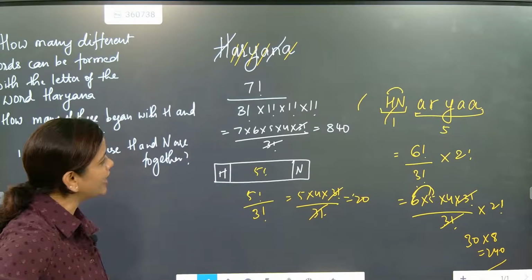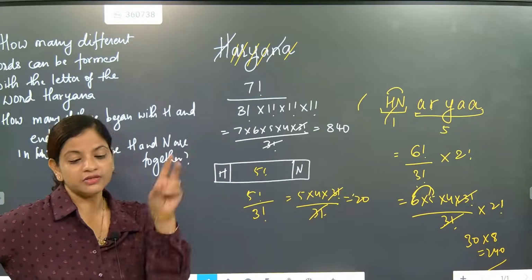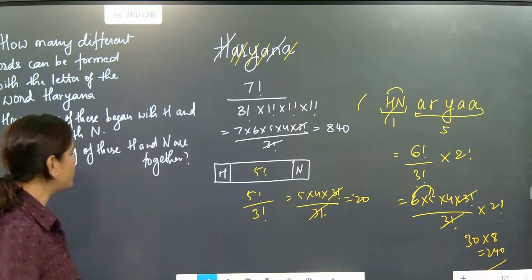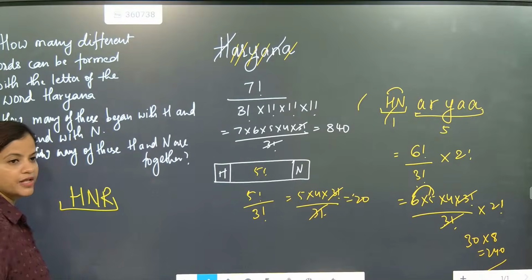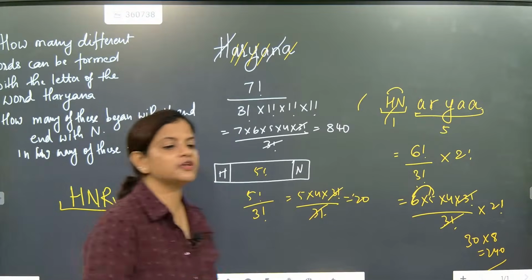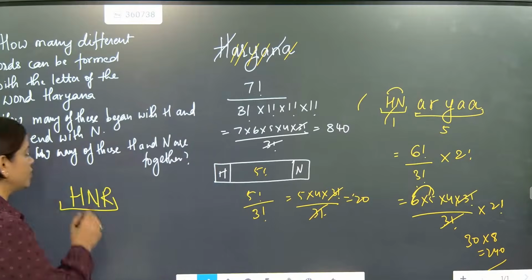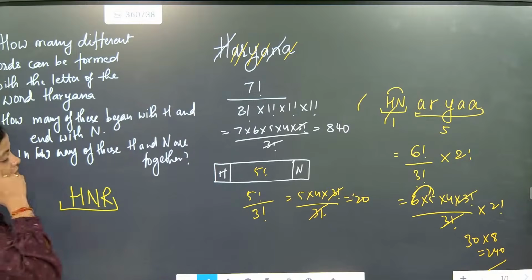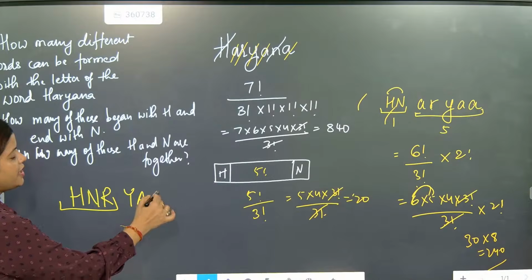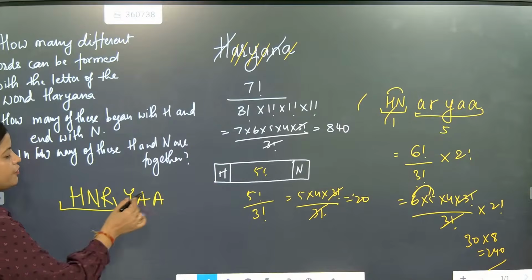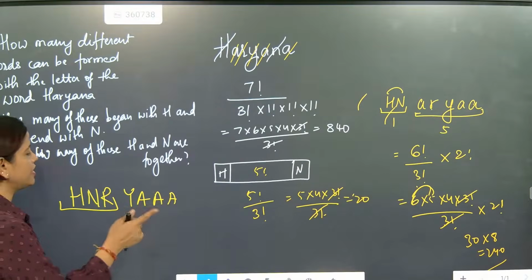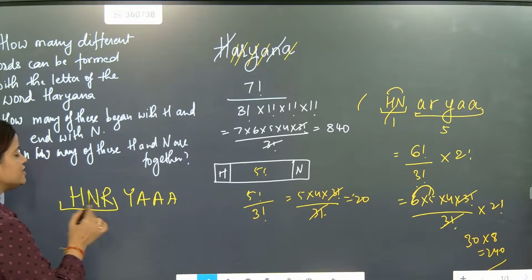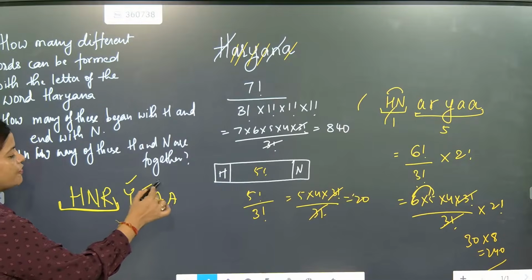So if they will say that H, A and R, these three will always come together, then what will you do? If they ask this question, that H, A and R, these three will always come together, then what are you going to do? H, A and R is 3, understood? Remaining is Y, A and so on. Haryana: H-A-R-Y-A-N-A. So here how many letters are there now? 1, 2, 3, 4, 5, 6, 7.